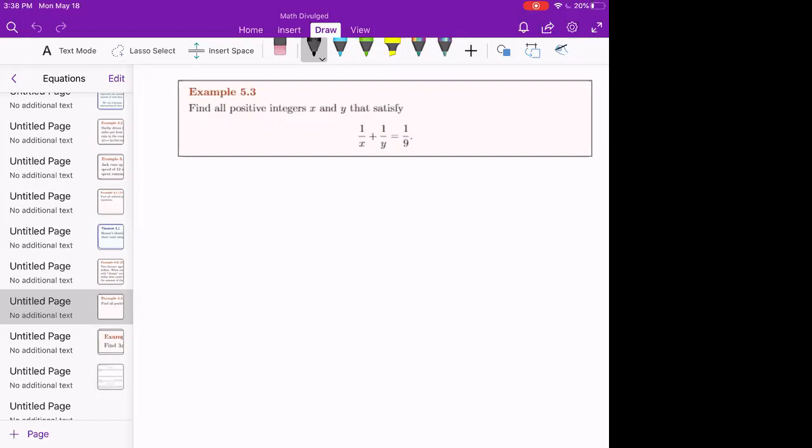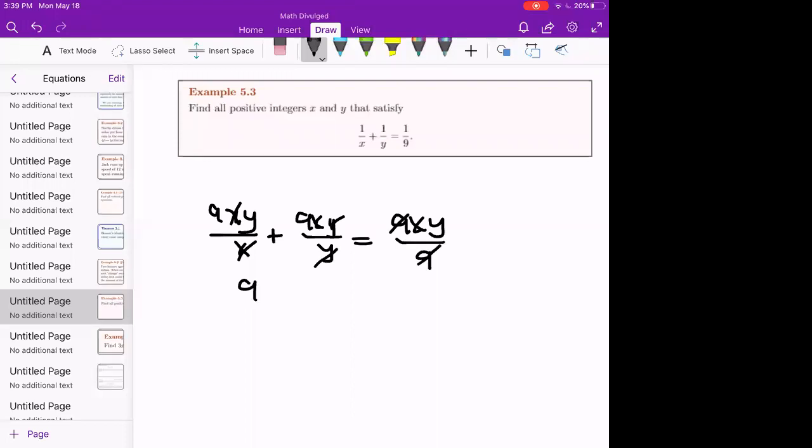So in order to solve this problem, we start off by noticing that there's a lot of fractions, and we probably want to get rid of them. So we're going to multiply both sides, the left and right hand side, by 9xy. And we do this to get rid of the fractions. So if we multiply the left hand side by 9xy, we get 9xy over x plus 9xy over y is equal to 9xy over 9. Once we simplify, the x's cancel, the y's cancel, the 9 cancels. We get that 9x plus 9y is equal to xy.